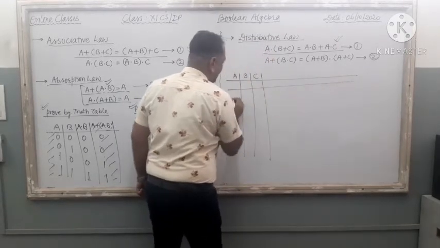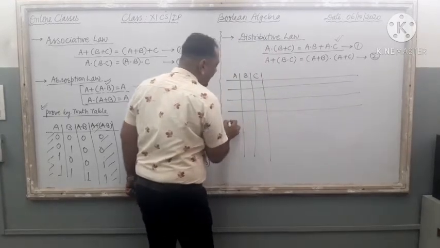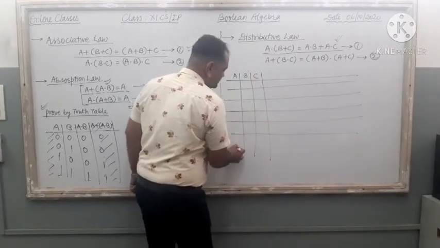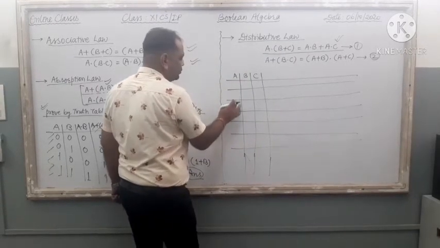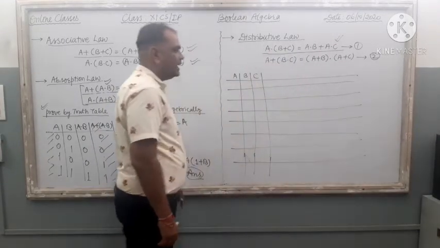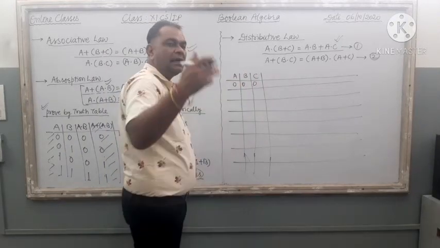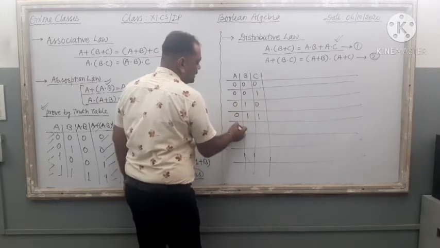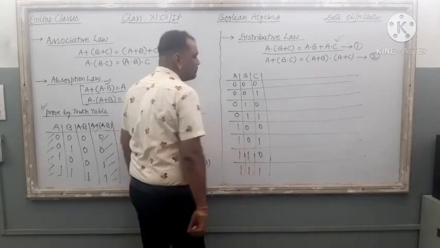3 inputs means the total number of possibilities is 2 raised to 3, which is 8. Total 8 different possibilities are related with this equation. So I am going to draw 8 different rows here: 1, 2, 3, 4, 5, 6, 7, and here is the 8th row. Now the inputs: just draw the octal table. 000, 001, 010, 011, then 100, 101, 110, and the last one is 111.